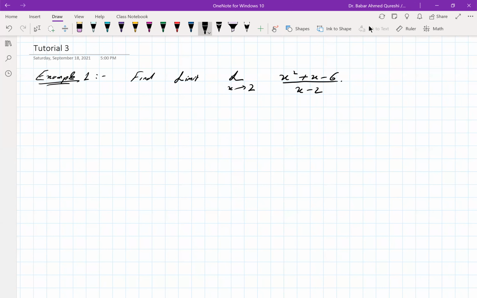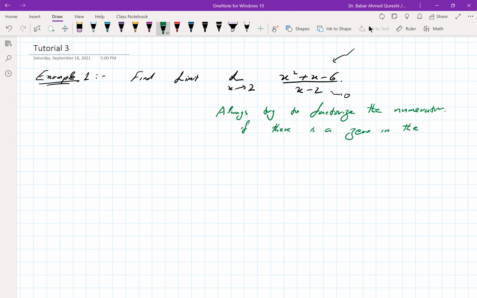So if you have something like that and this is becoming 0, so you are involving a division by 0, then you want to get rid of it. So the first idea is to factorize it. So always try to factorize the numerator, if there is a 0 in the denominator.